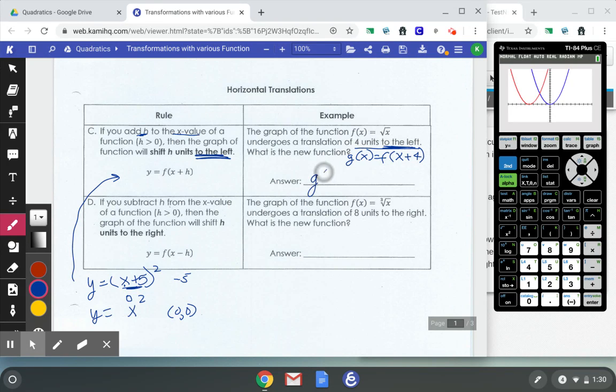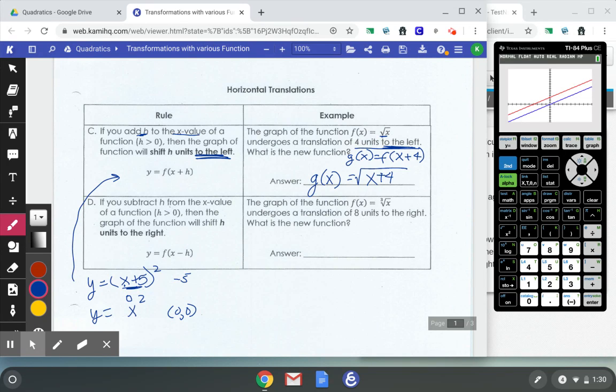So my new function, g of x, since that function f of x is the square root, now I'm going to add 4 to the x inside. If I'm going to the left, that would bring me to negative 4. How am I going to bring it back to 0? I'm going to add 4. Let's say you had just a line. If I have x plus 4, let's see what happens. See how I've just shifted to the left 4 units?